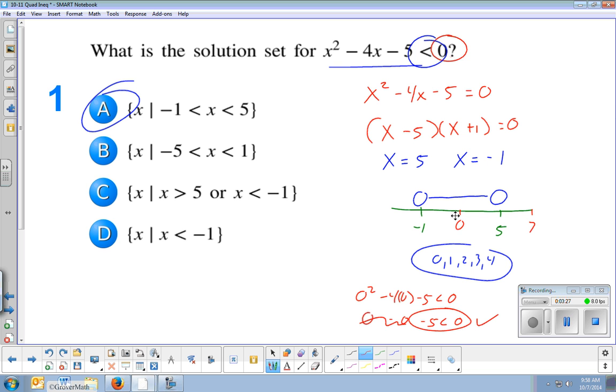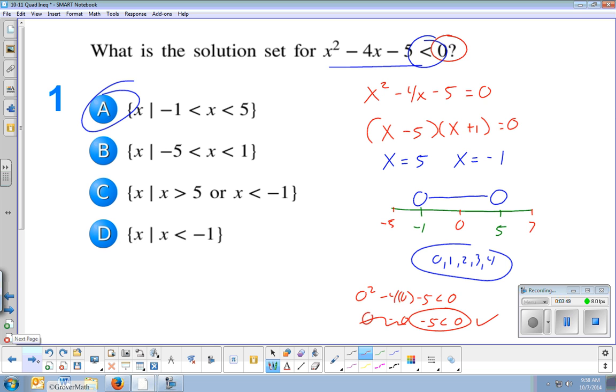The numbers in here will work. Numbers out here won't, meaning they'll come up false. Like if we plug in a 7, we'll end up with a false statement, like 6 is less than 0, which is not true. So if you ever don't know, you pick a test point. And you could also test something out here, like negative 5, but typically when we see that less than, we know it's going to be between.